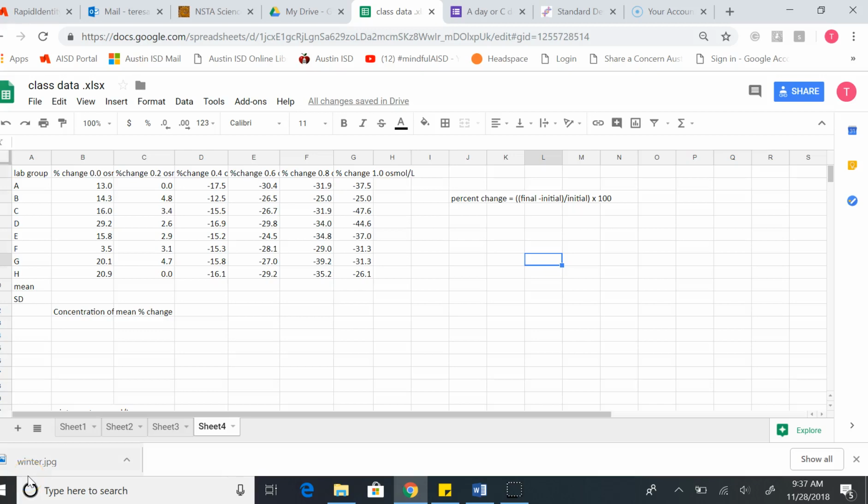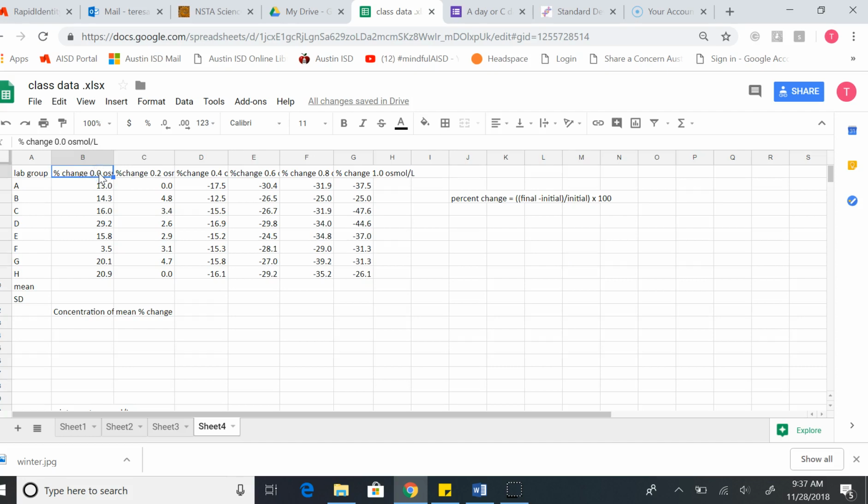Hey guys, so today I'm going to review how to use Google Sheets to calculate mean and standard deviation. I'm going to be using the class data for our potato osmosis lab to demonstrate it. So here we have the different lab groups, so I just gave them letters A, B, C, D, E, F, G, H, and then here we have their values.